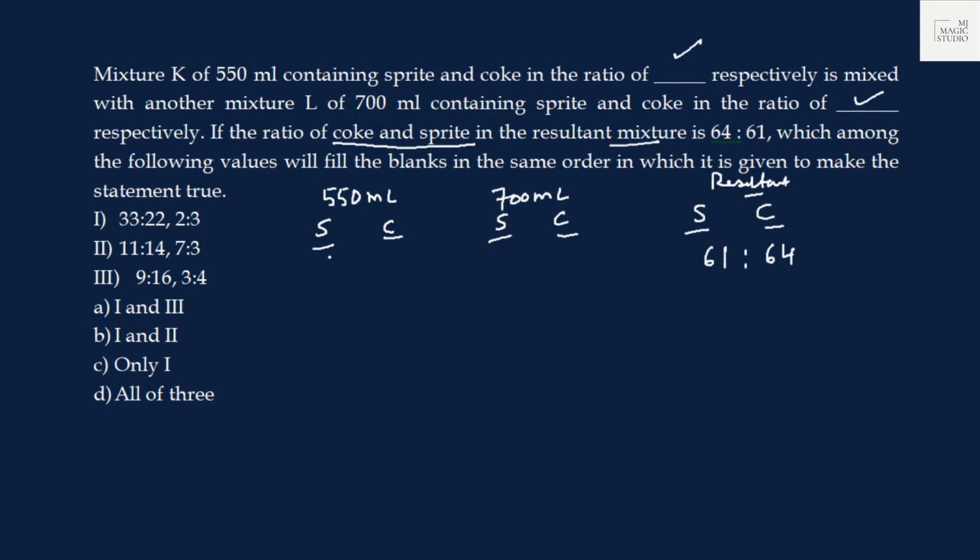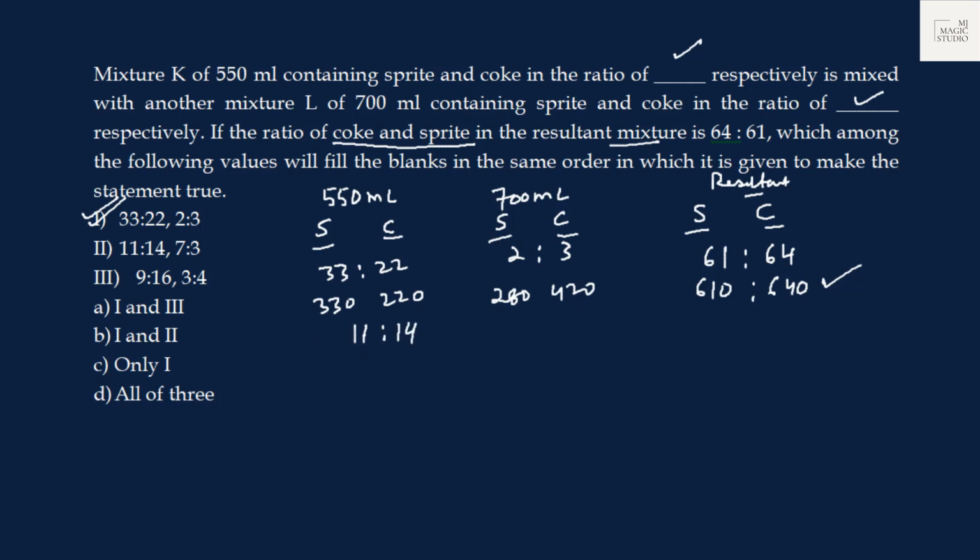Which among the following values will fill the blanks in the same order in which it is given? So first one, if we take 33:22, that means this is 330 and 220, and this is 2:3. 700 by 5 is 140, into 2 is 280, and 420. 330 plus 280 will give 610, and 220 and 420 is 640. Bingo, it fits in. 61:64. The first one fits in.